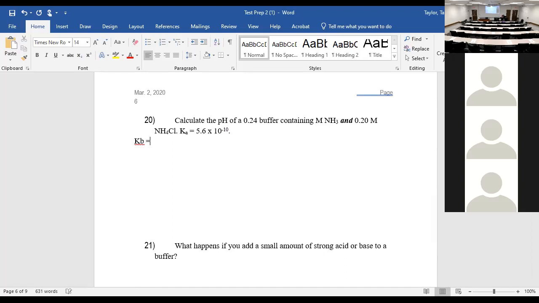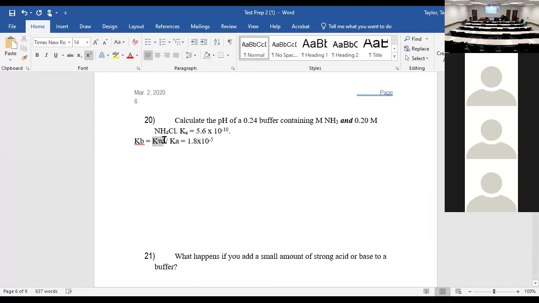Kb is equal to Kw divided by Ka. So Kw divided by Ka, and that's equal to 1.8 times 10 to the negative fifth. And that's just using the 1.0 times 10 to the negative 14th divided by the Ka you're given to get that.